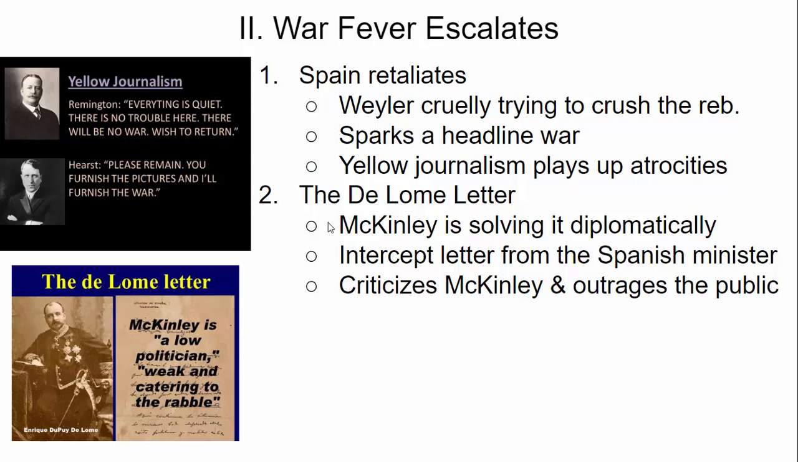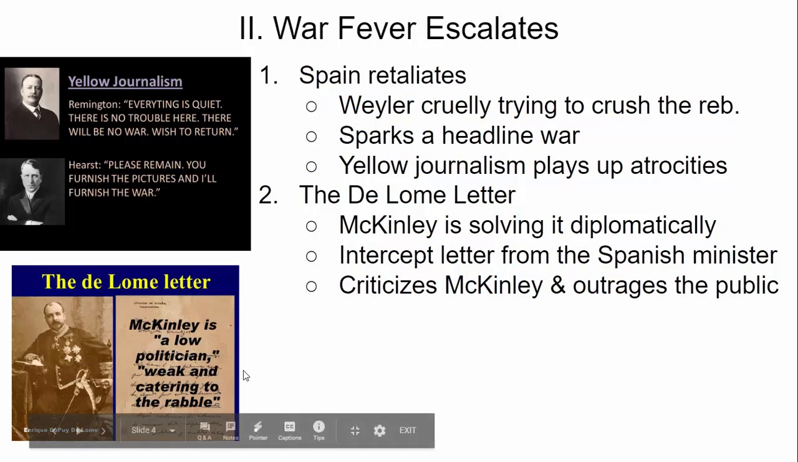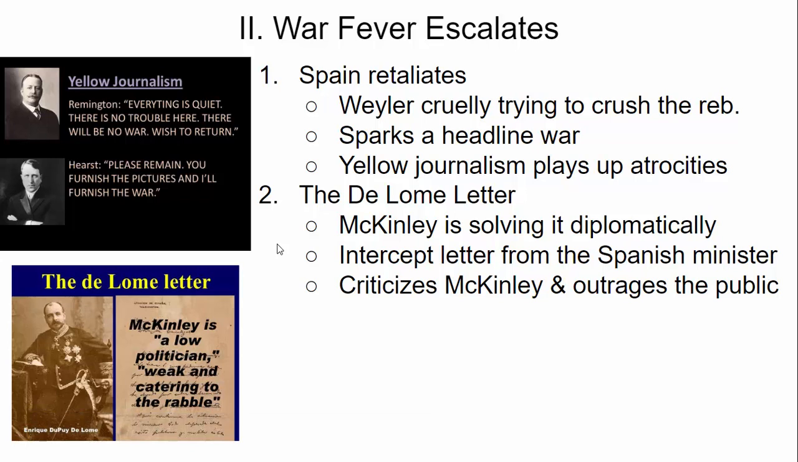Okay, so as Remington said, it looked like this problem was getting solved. McKinley had stepped in at this point, he's our president, and was solving all of this diplomatically. It didn't look like it was going to have to come to war. Spain and Cuba were going to settle their differences without us having to fight a war. Okay, but we intercept a letter from the Spanish minister to the people in Cuba representing Spain. And it criticized McKinley. It said that he was a low politician, weak, and catering to the rabble. So basically that he just did whatever people told him to do, that he couldn't stand up for himself.